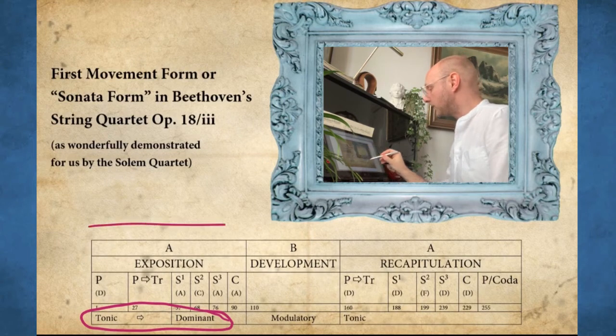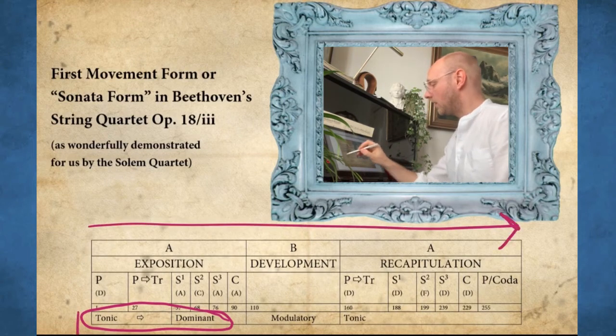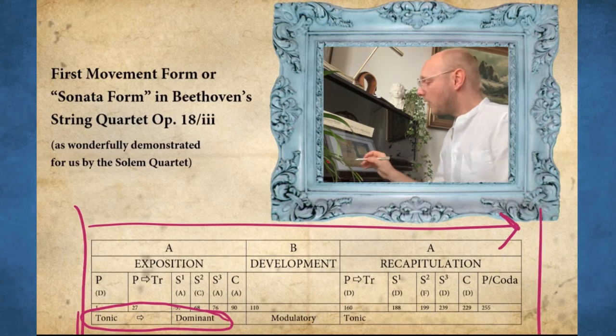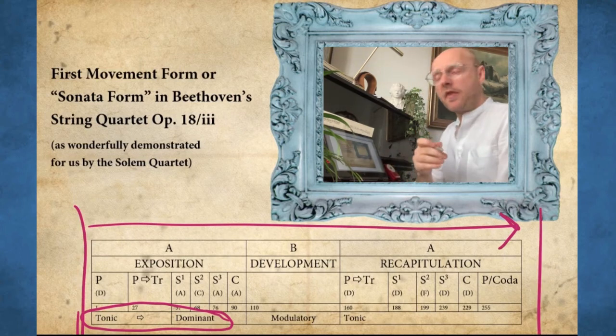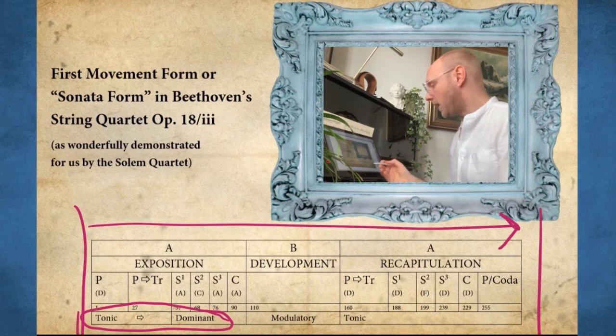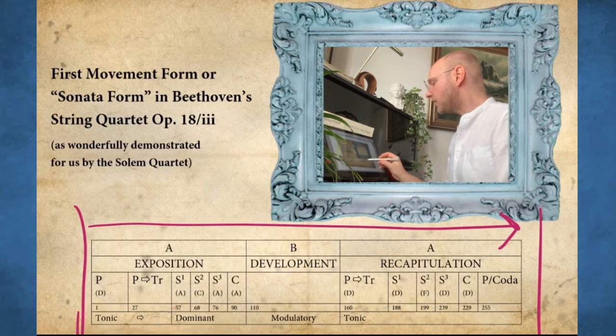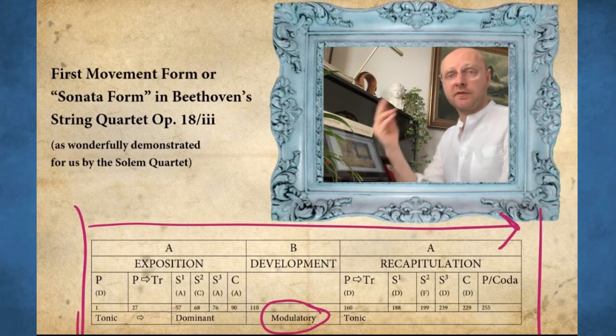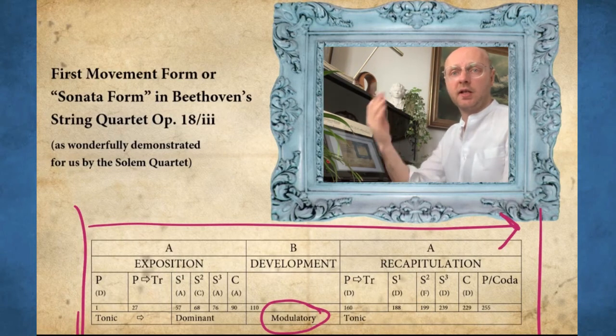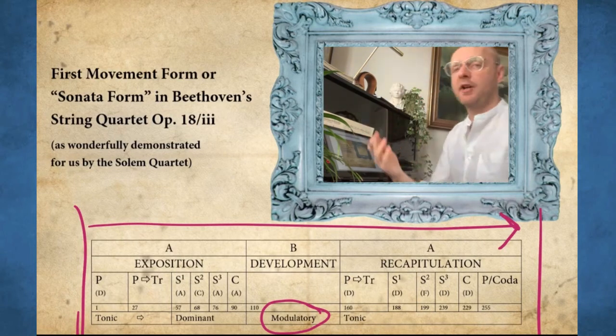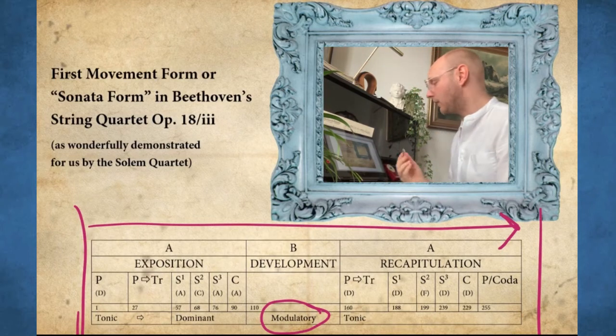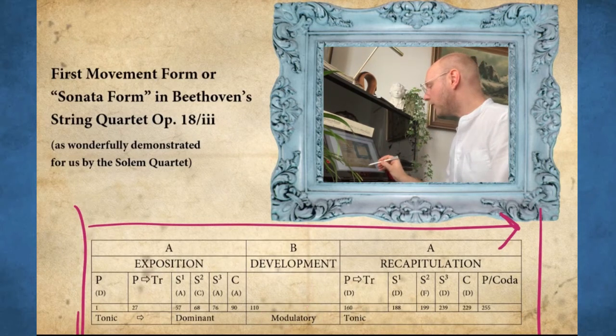By the way, this moves from left to right. It's like the piece starts there and finishes there. But we start off in the tonic, home, and then within the exposition itself, we move to the dominant, we move away. Then when it gets to the development section, we move through lots of different keys. We're really getting restless feet there. We're moving around very, very quickly. And then we return to the recapitulation.